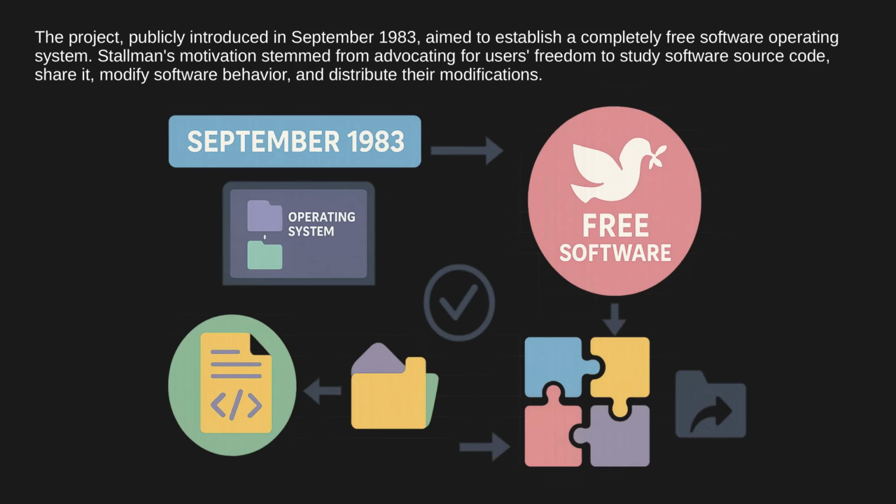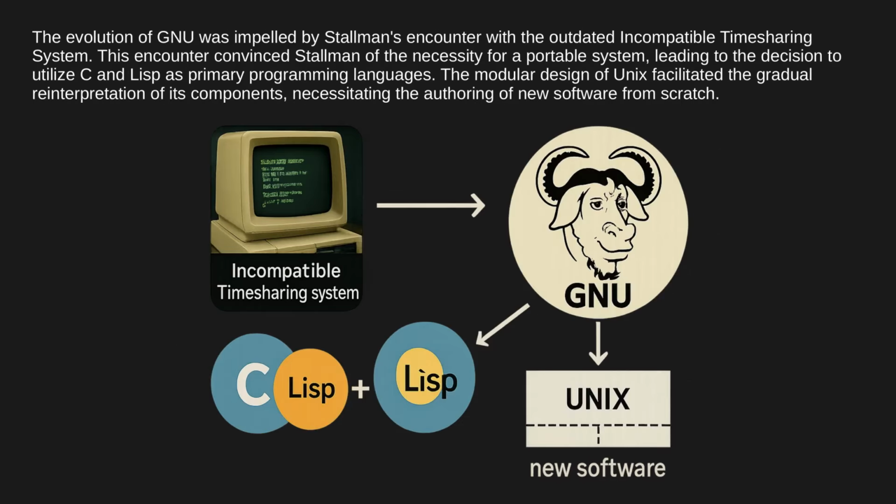The project, publicly introduced in September 1983, aimed to establish a completely free software operating system. Stallman's motivation stemmed from advocating for users' freedom to study software source code, share it, modify software behavior, and distribute their modifications. The evolution of GNU was impelled by Stallman's encounter with the outdated, incompatible time-sharing system.